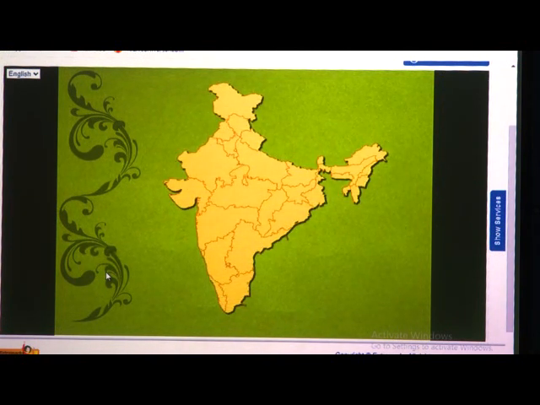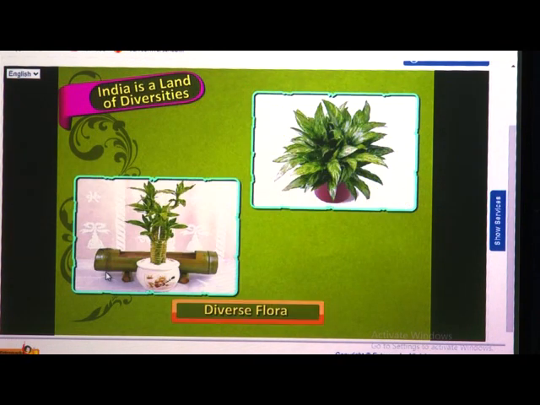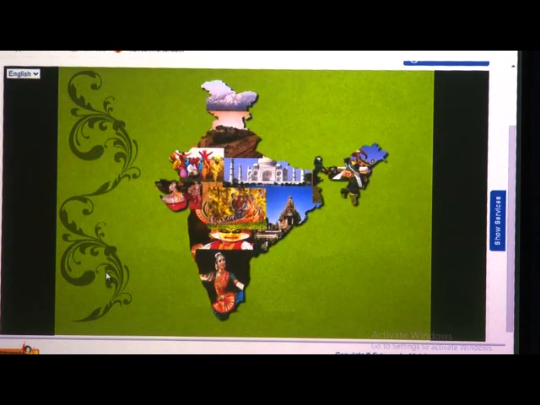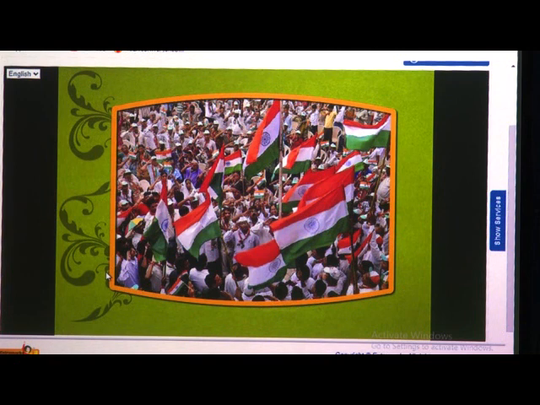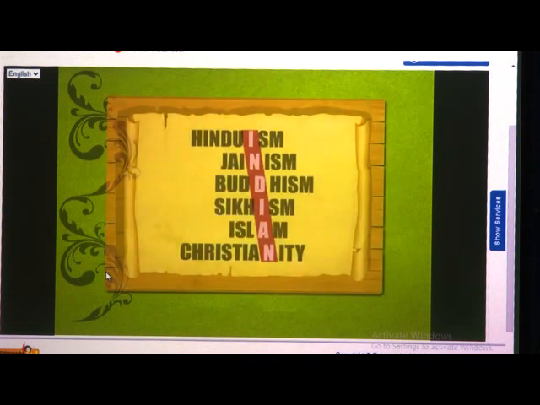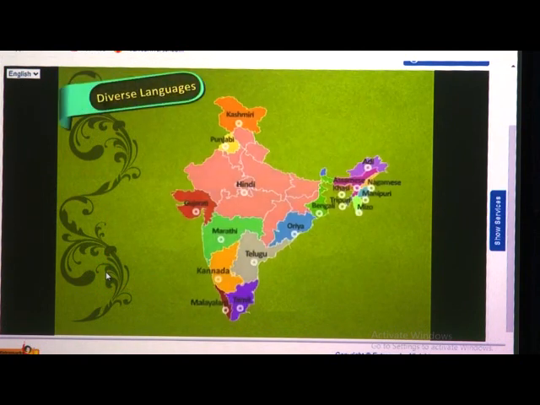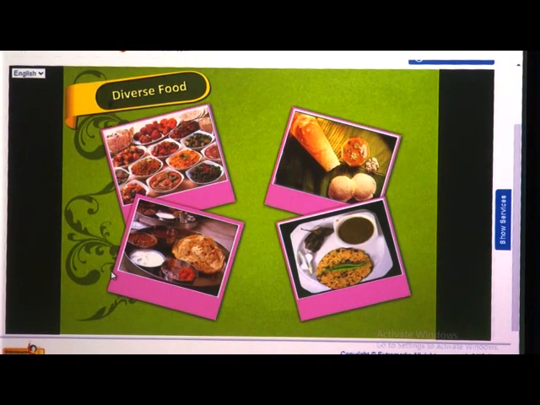India is a country of diversities ranging from diverse landscapes to diverse flora and fauna. Although there is diversity, still a common thread binds the Indians. The typical Indian unity in diversity is reflected in the unique features of each part of the country. Each region is associated with its own language, food, clothes, dance, and music.